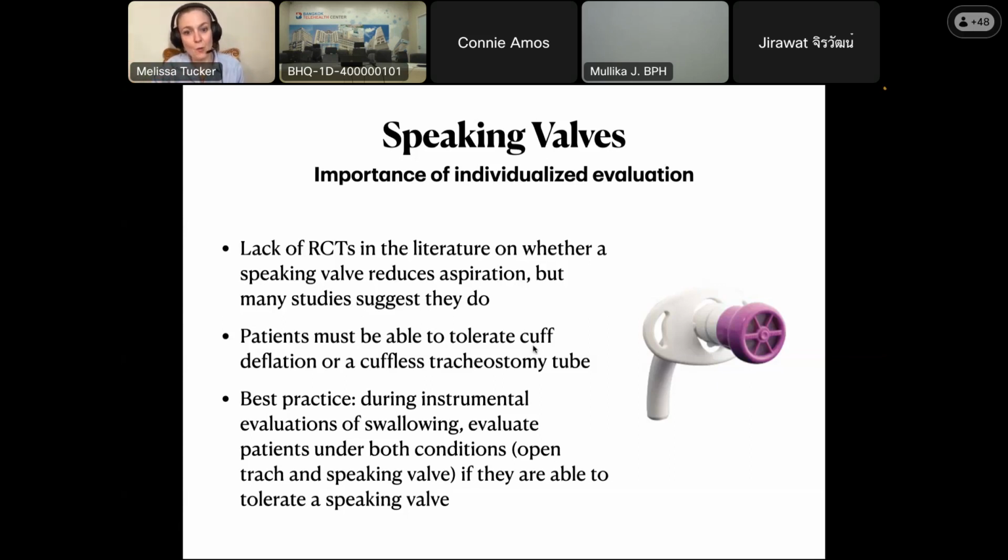So when I'm doing instrumental evaluations in patients who are tolerating a speaking valve or a cap, I always try to do some trials under both conditions, the valve on and the valve off. And then you have done one study that's a comprehensive reference of all the conditions under which this patient can safely eat or drink. I hope that makes sense.